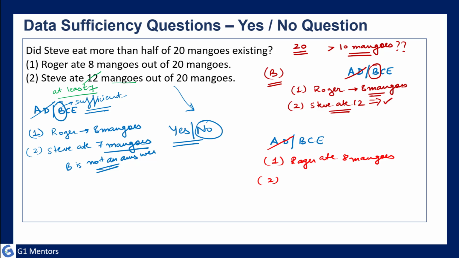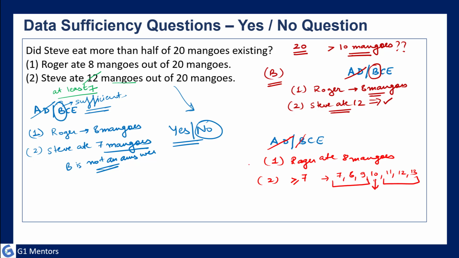Now we say that Steve ate at least 7 mangoes, so he ate more than or equal to 7 mangoes. It may be 7, it may be 8, it may be 9, 10, 11, 12, 13. Like here, he ate less than 50%, and here he ate more than 50%, and if the answer is this, he ate 50%. So statement 2 also is not sufficient to answer.